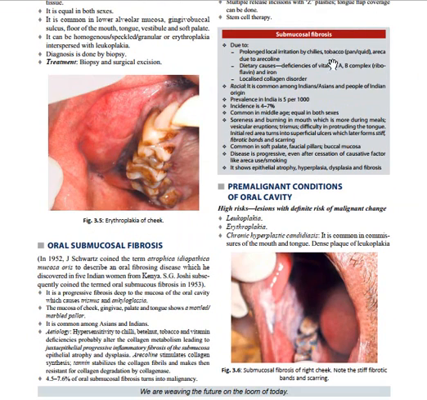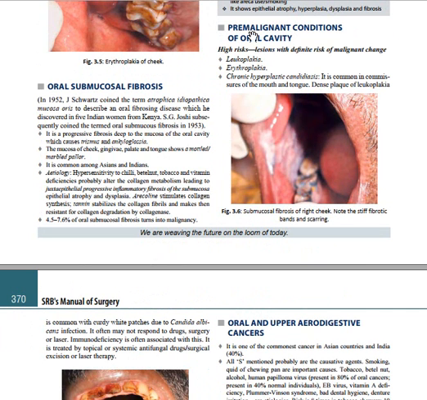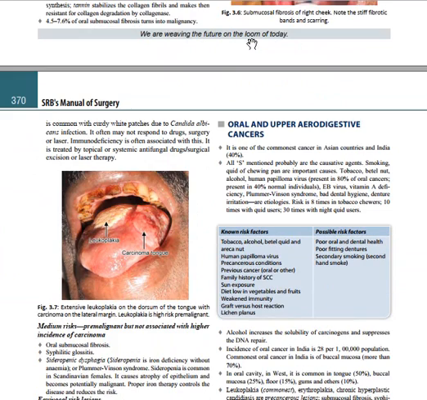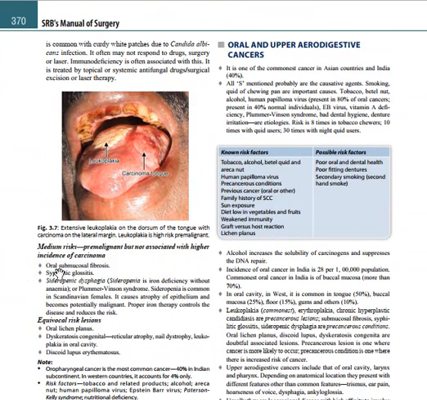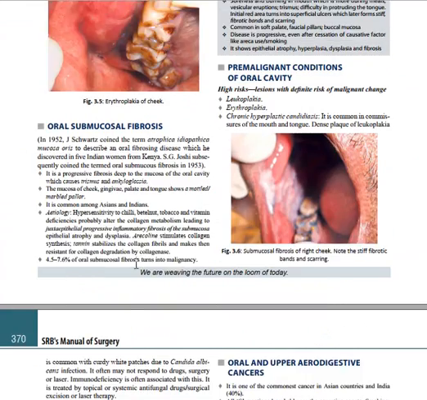So this is generally what you have to know on submucosal fibrosis. You have already seen it. Now, the pre-malignant conditions of the oral cavity. You need to know that there are certain conditions in the oral cavity which are considered to have malignant potential, as we have already seen. We said these conditions can be divided as high risk of becoming malignant, medium risk of becoming malignant, or equivocal risk.